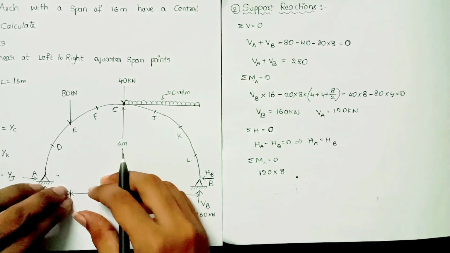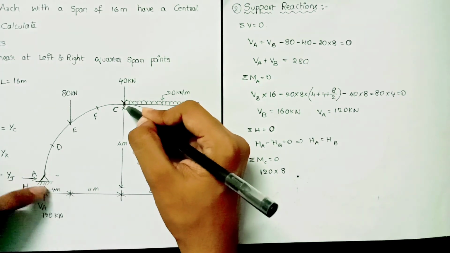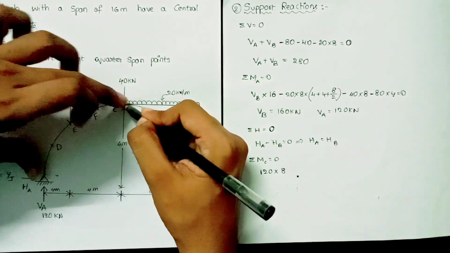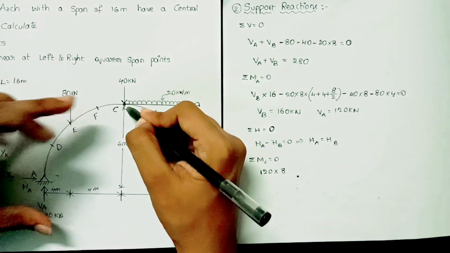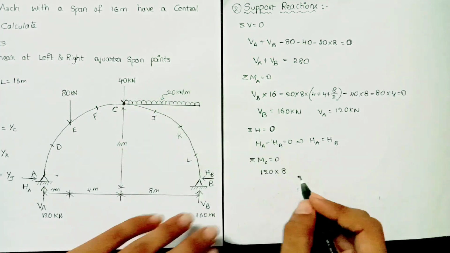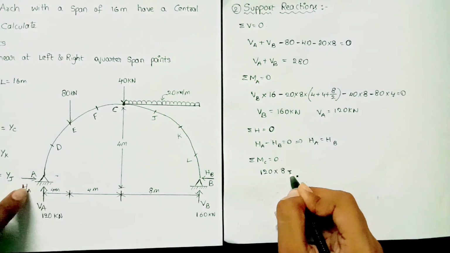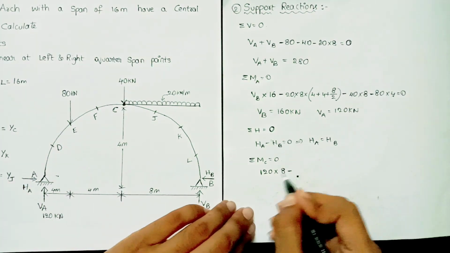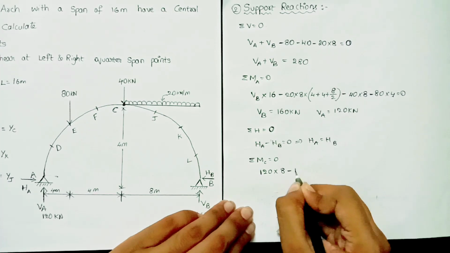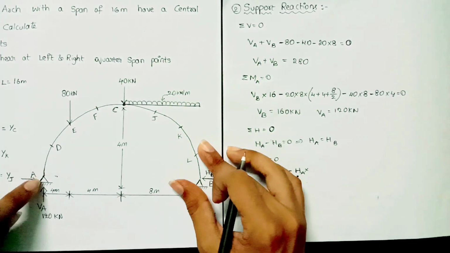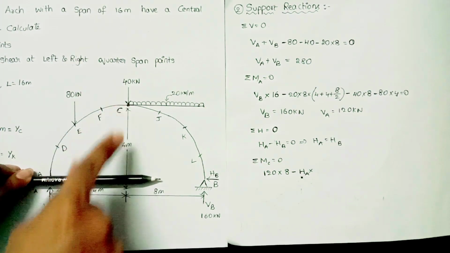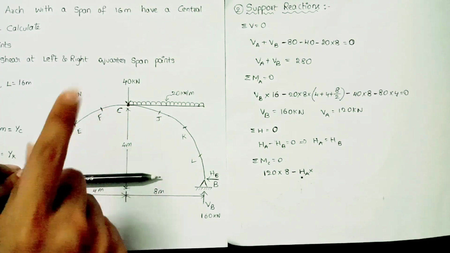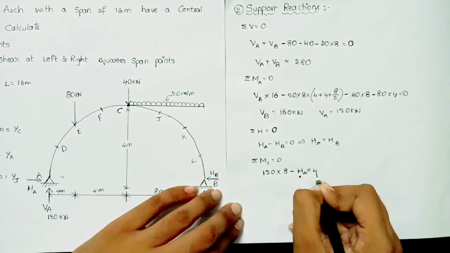Now the horizontal reaction. If I take about point C, this reaction is pushing the arch in the downward direction. This is the arch and this is moving in the downward direction. That means hogging moment, it will be negative. So minus HA, we don't know the reaction, so let it be HA, into the perpendicular distance. This is the load, and this is the perpendicular distance. It is 4 meters.